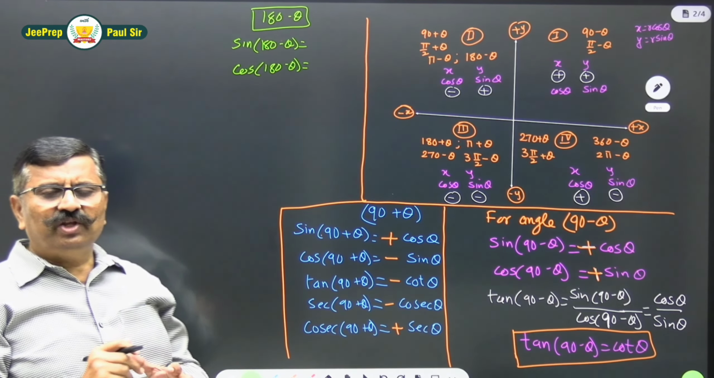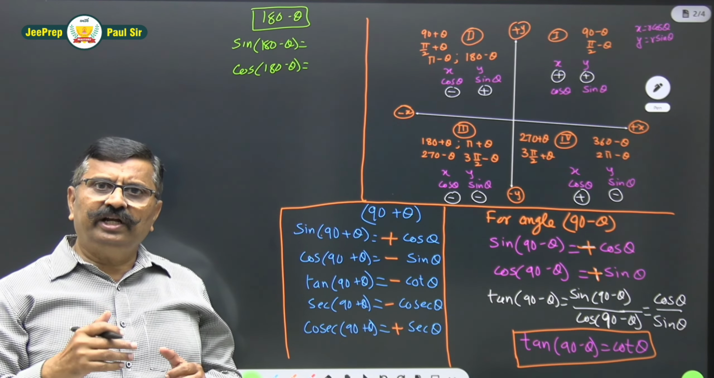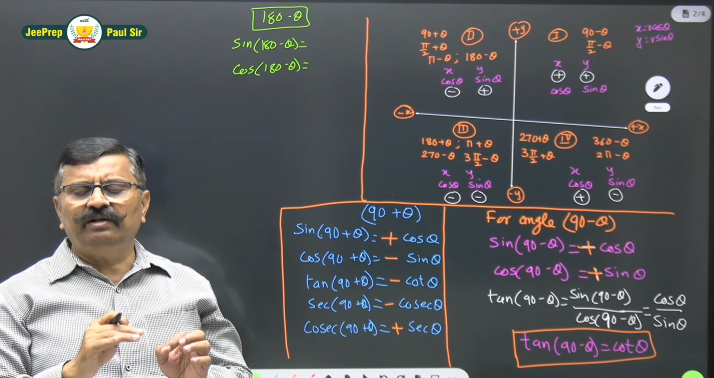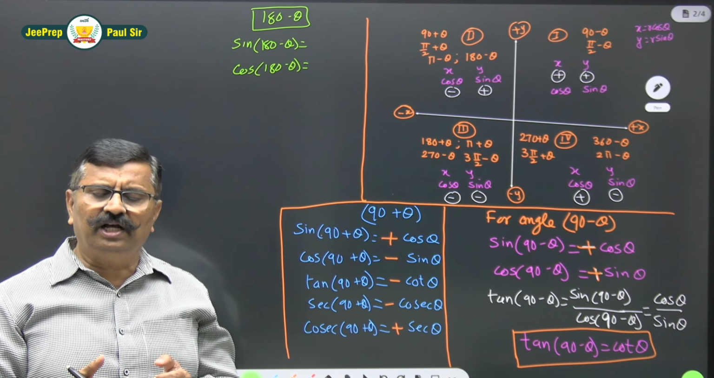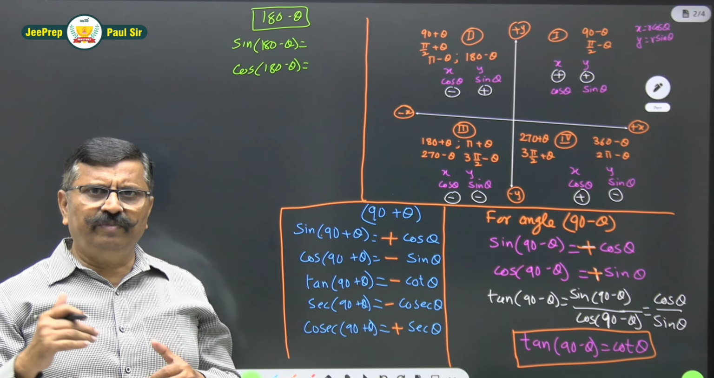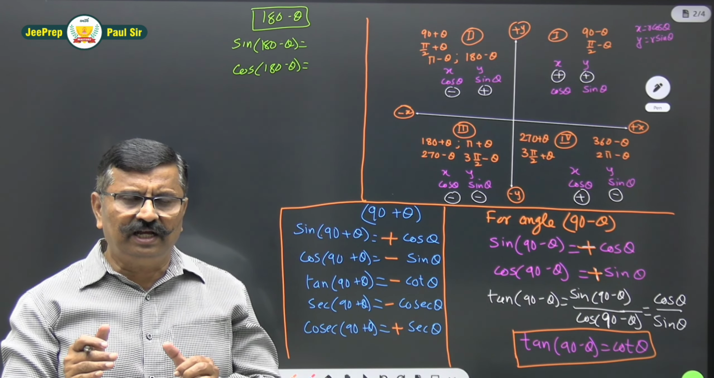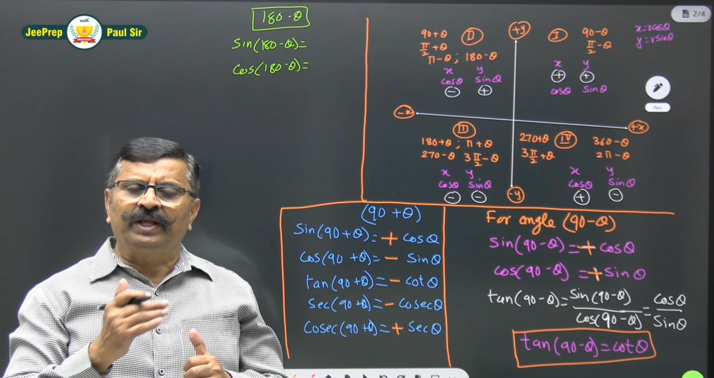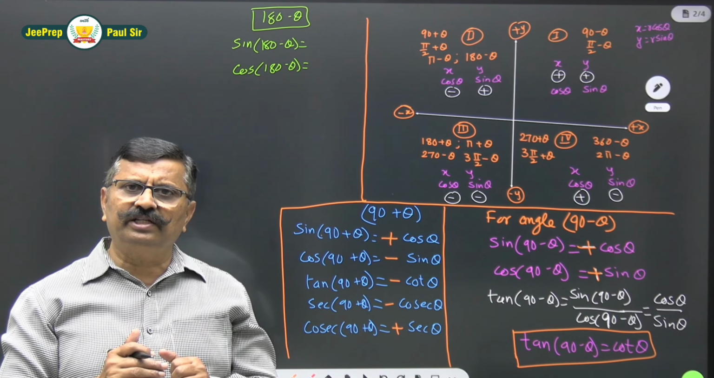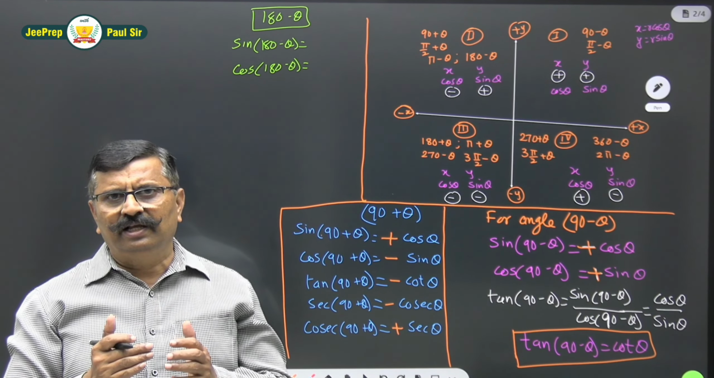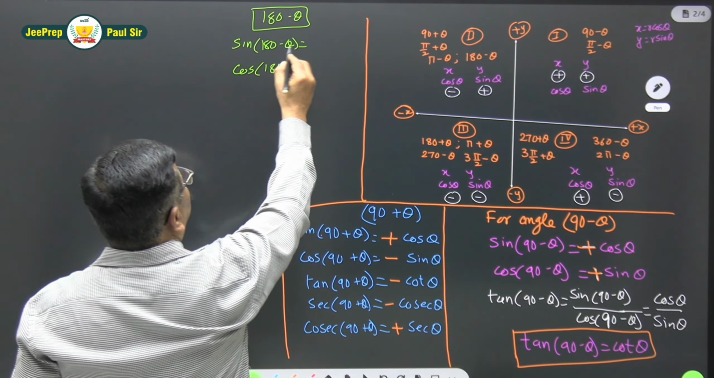So, always remember, whenever you have 180 plus or minus theta, sine remains as sine and cos remains as cos. Same way for 360 plus or minus theta, cos remains as cos and sine remains as sine. I will repeat, if we have allied angles 90 plus or minus theta or 270 plus or minus theta, sine becomes cos and cos becomes sine. But for 180 plus or minus theta or 360 plus or minus theta, sine remains as sine and cos remains as cos.